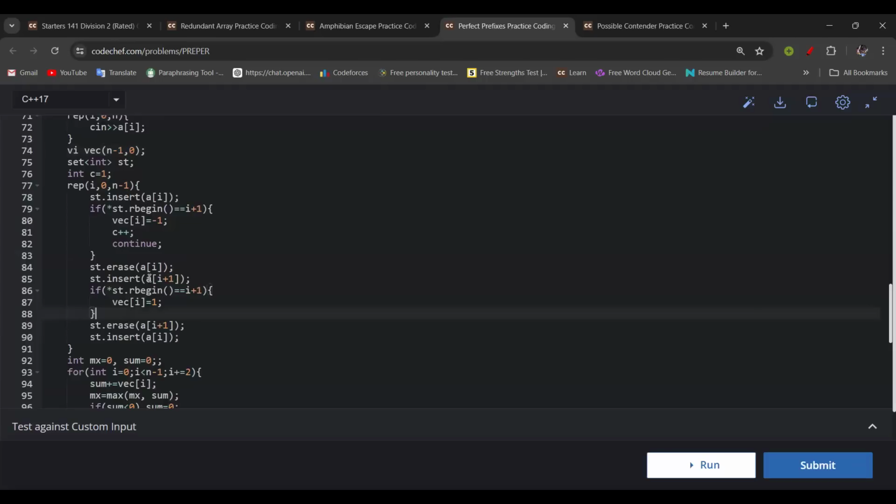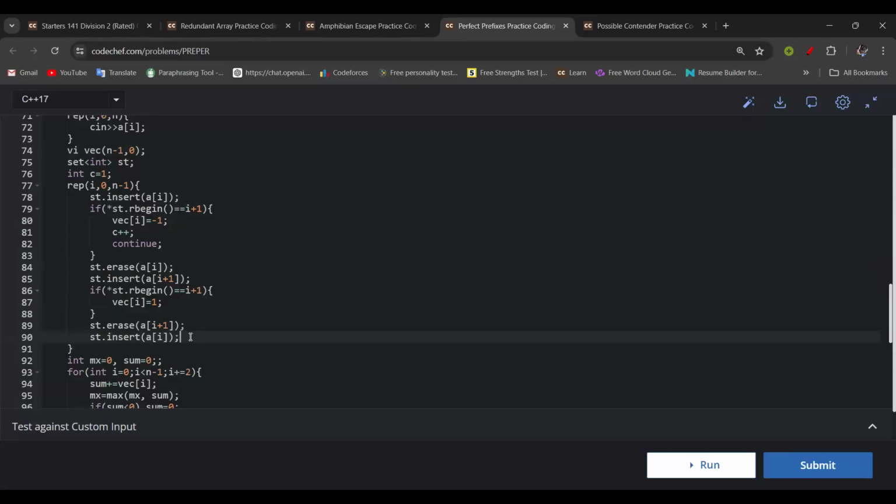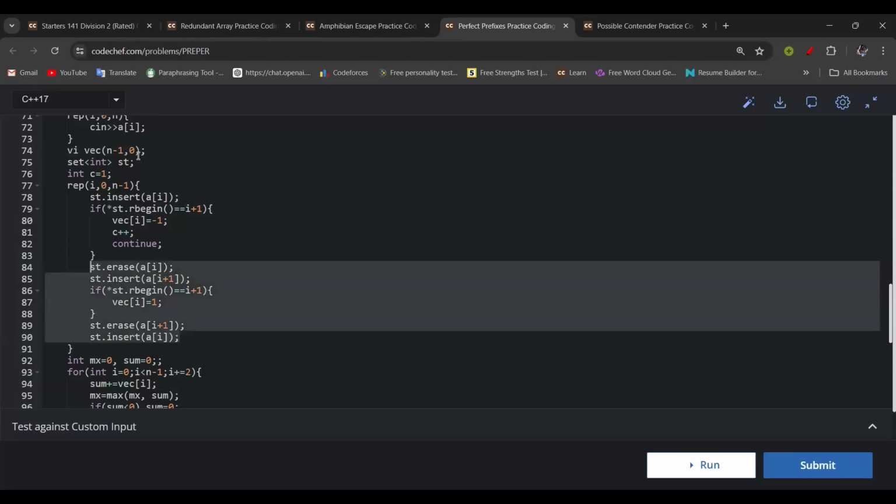And then since I had erased a[i] and inserted a[i+1], I would again erase a[i+1] and insert a[i], to get back to our original state so that our iterations are not disturbed. Our set is containing elements before i only. Okay, so this way we have computed our vec.